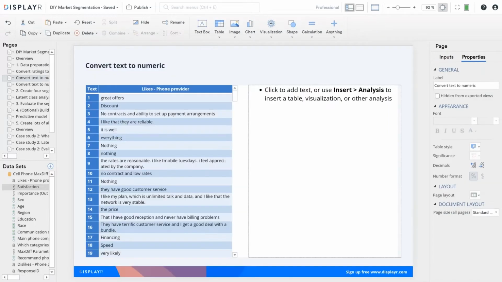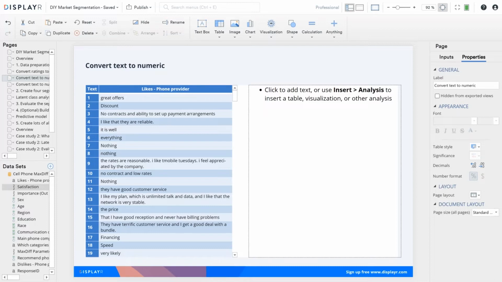This one's a bit more interesting. The text is showing why people said they liked their phone company in an open-ended question. So it's verbatim data. How should we convert that into numbers? Next week's webinar, which will be about text analysis, is going to go into detail.